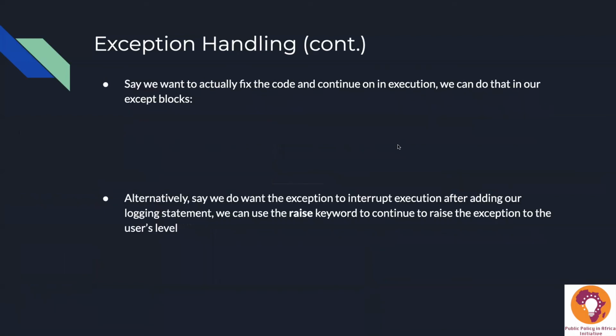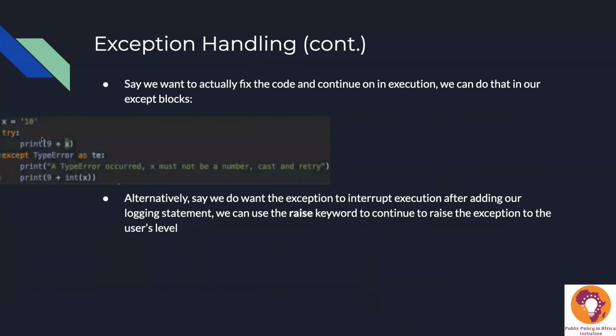All right, so exception handling continued. Say we want to actually fix the code and continue on in our execution. We can do that in our except blocks. So in this particular case, I have the same code as before, x equals the string "10", and then I'm trying to print 9 plus my x variable, and then I'm catching a TypeError as TE, and then I print "a type error occurred, x must be a number, x must not be a number, cast and retry." So here then I'm doing print 9 plus int(x), so I'm casting x to an int and retrying, and this will actually succeed.